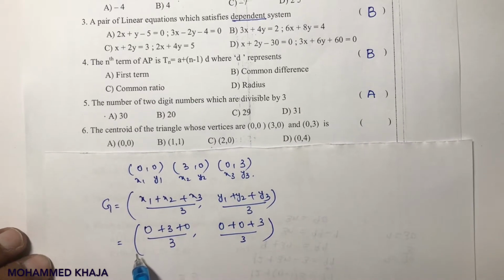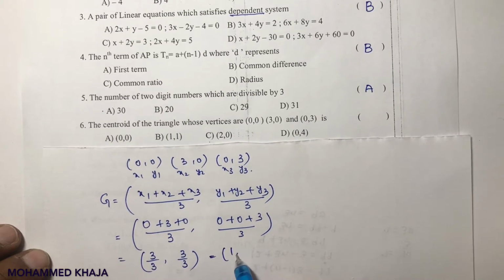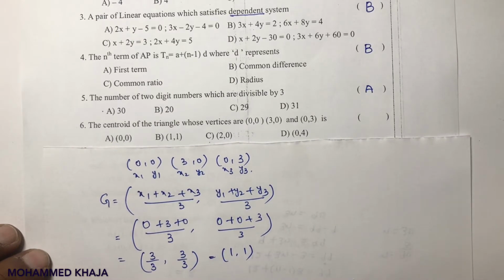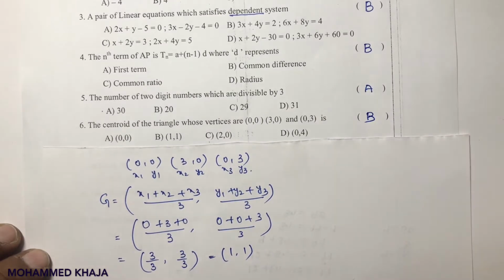So here you are getting 3 by 3, and here also you are getting 3 by 3. So 3 by 3 is 1, comma, 1. So here the centroid is (1, 1). So the correct option is B.